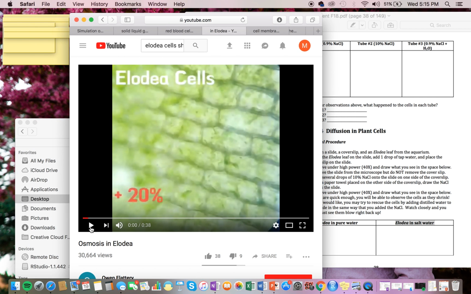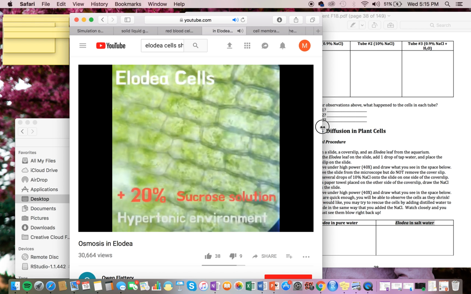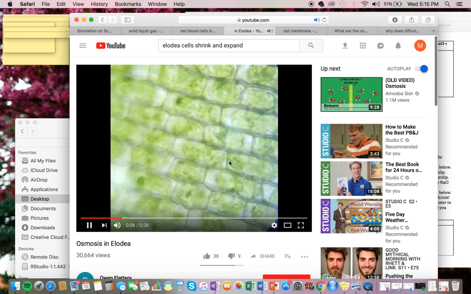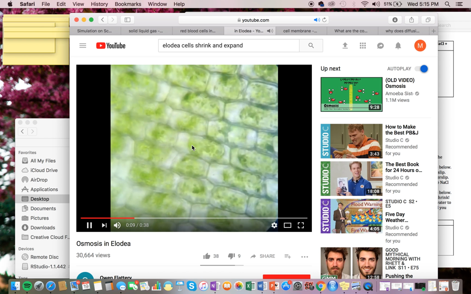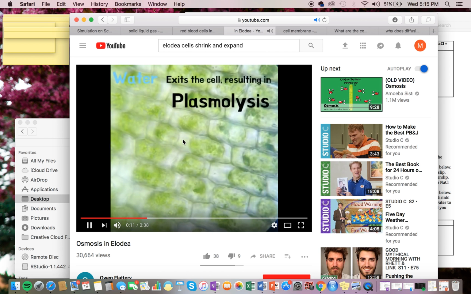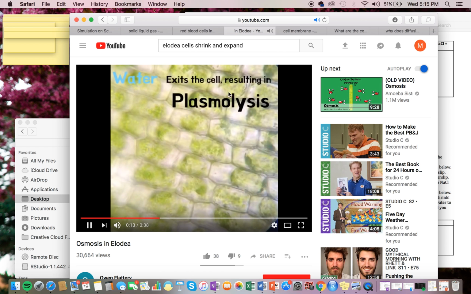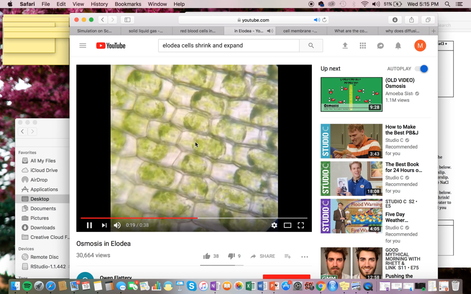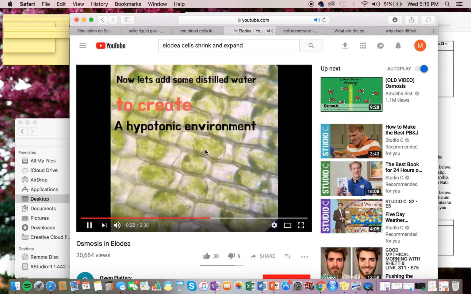They are putting Elodea cells in a hypertonic environment. So what does that mean? That means that there's lots of solutes outside of the cell, and so where's the water going to go? The water is going to go outside the cell. So the water exited the cell. You see how they shrunk? This is their cell wall. This is the membrane. The membrane kind of shrunk away from the cell wall.